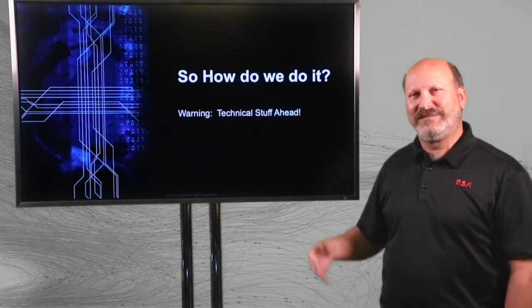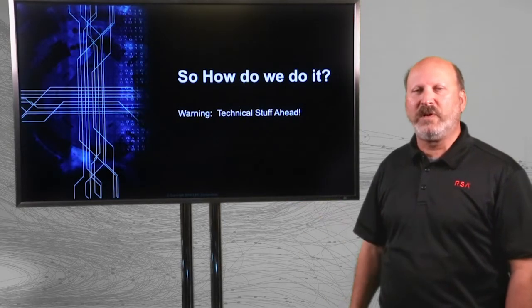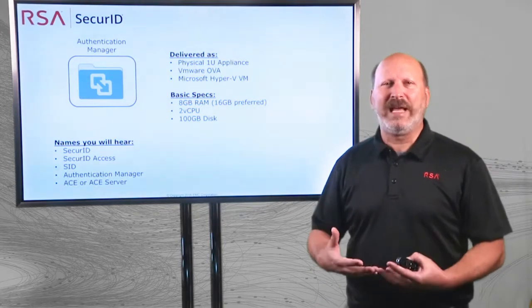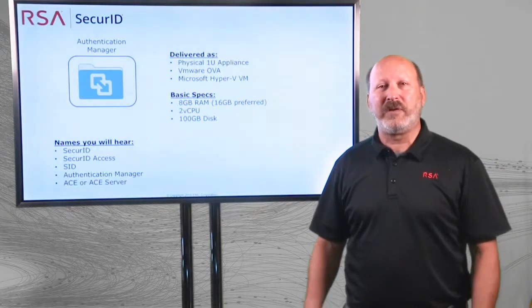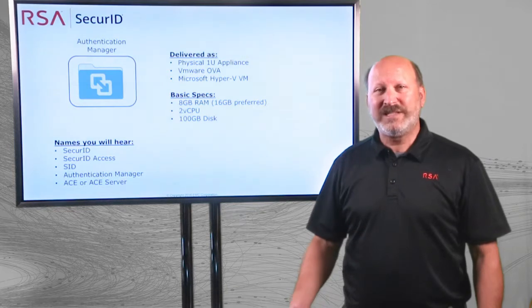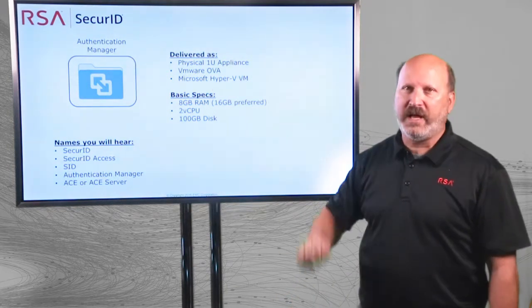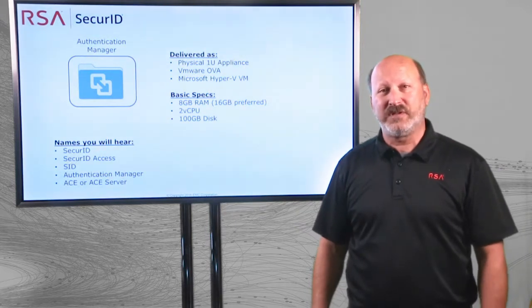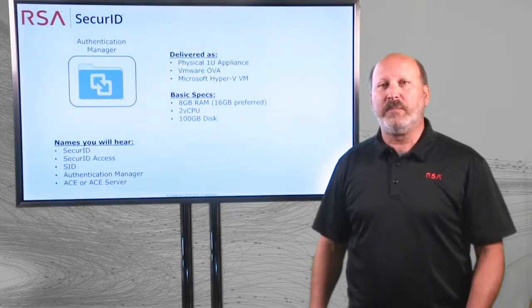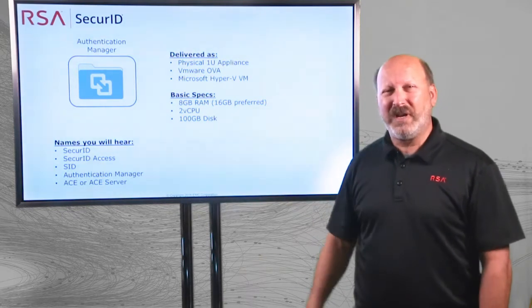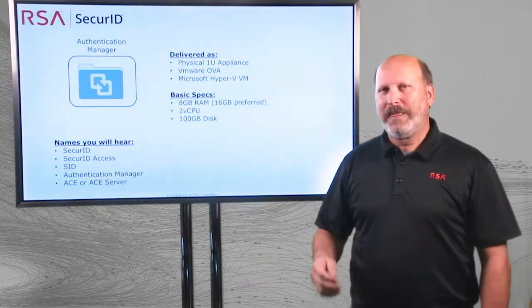I'll try to keep it a little higher level, but at some points we will get into the weeds. So the first thing is the legacy SecurID, the product that's been around about 30 years. It's delivered one of three ways. Most commonly, it's deployed as a VM, but you can get it as a physical appliance, and that VM can run in both a Microsoft and a VMware environment. The specs for it are pretty minimal, as you can see here.